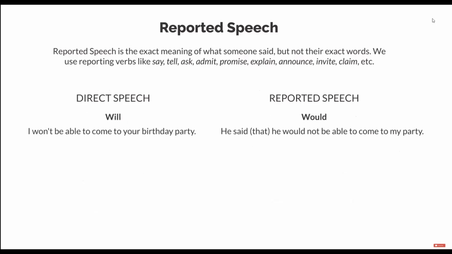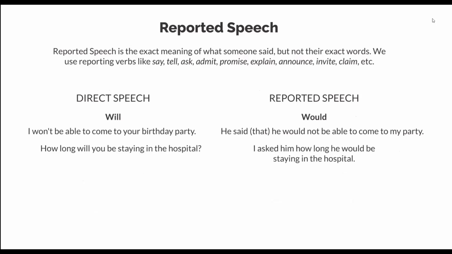I won't be able to come to your birthday party. He said he would not be able to come to my party. How long will you be staying in the hospital? I asked him how long he'd be staying in the hospital.